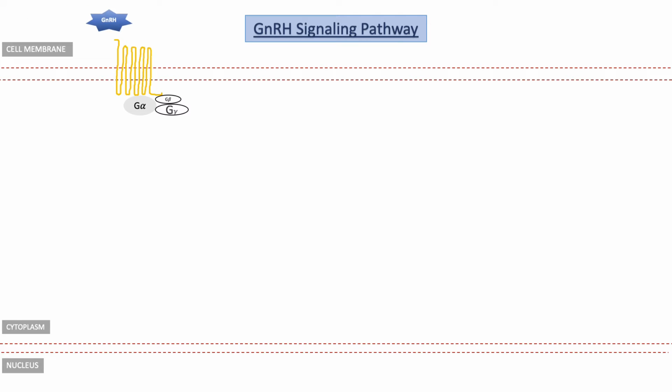Once GnRH binds to the receptor, the exchange of GDP to GTP on the G-alpha protein occurs. After the activation of G-alpha, a further three subunits are produced: G-alpha S, G-alpha I, and G-alpha Q, each of which controls additional pathways. G-alpha S increases the activity of adenylyl cyclase, which promotes the activity of cyclic AMP.